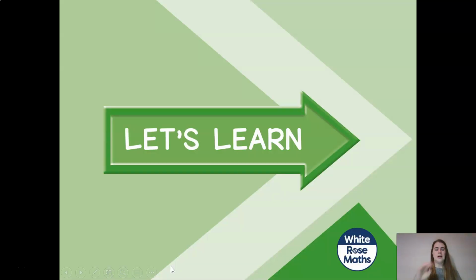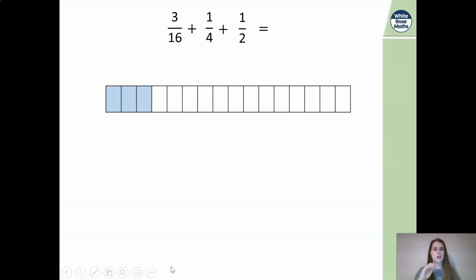Right, so let's have a look at our learning for today, okay? The first question we're going to look at here is 3/16 add 1/4 add 1/2 equals. Looking at the rules we covered at the beginning of this unit, we need to have all the numerators the same, or all the denominators the same.